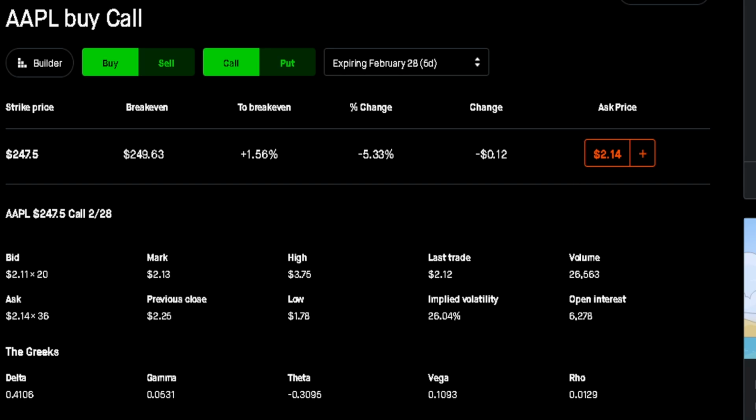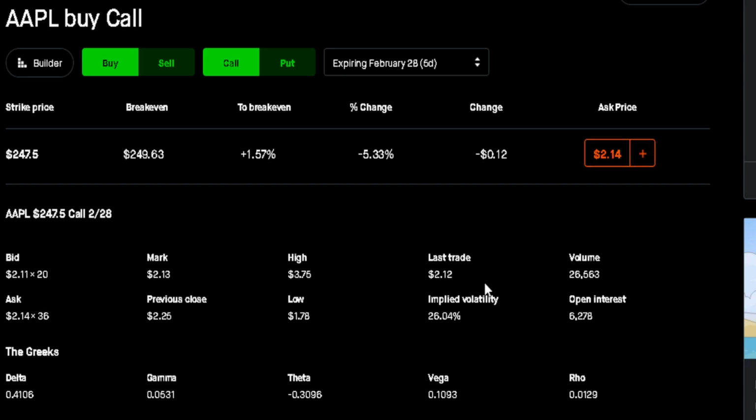Next is the premiums. You see these here on the right side, where the plus sign is, so you can choose that contract. The premium is how much you either pay to get into the contract or how much you get paid to get into the contract. If you are buying a call or a put, you have to pay the seller, and if you are the seller, you get paid in order to take on that contract.